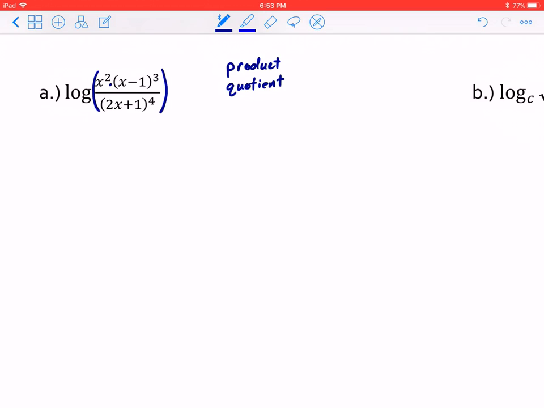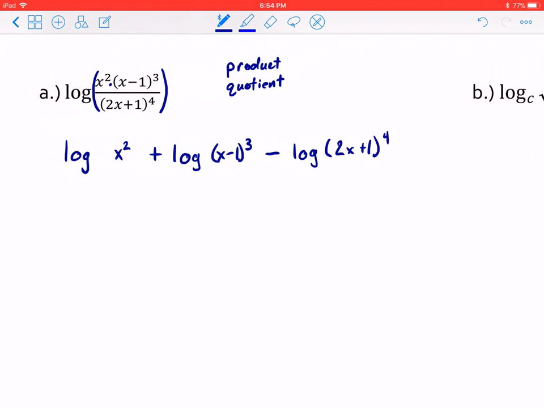So let's just use the product rule and the quotient rule. We have the multiplication on the top, so anything on the top is going to be a positive logarithm. So we have log of x squared. And then we're going to add to that the second expression, which is log of x minus 1 cubed. And then the last expression is in the denominator, so it's going to be a negative. Then we have log of 2x plus 1 to the fourth.